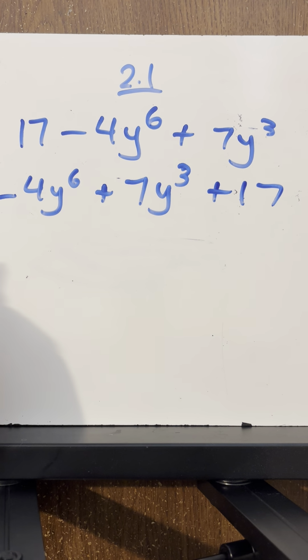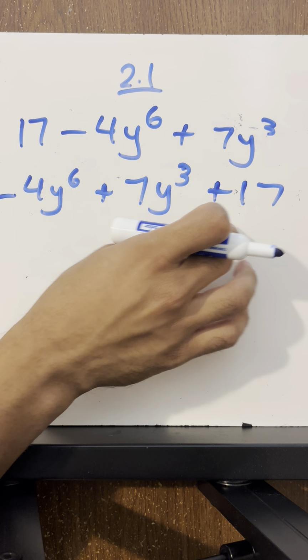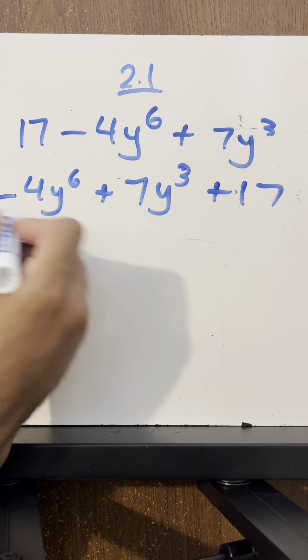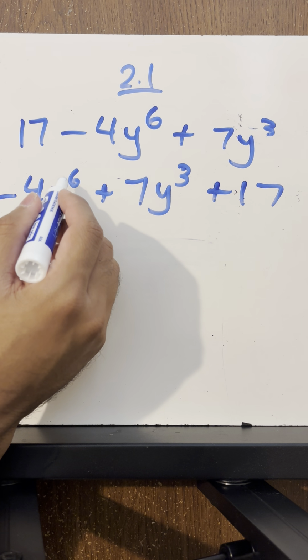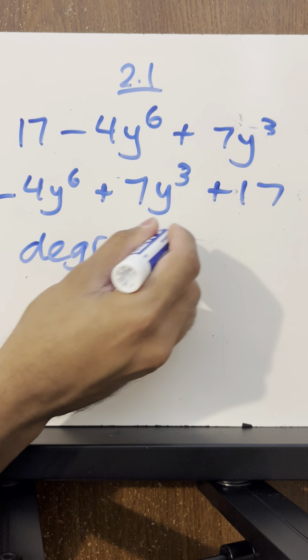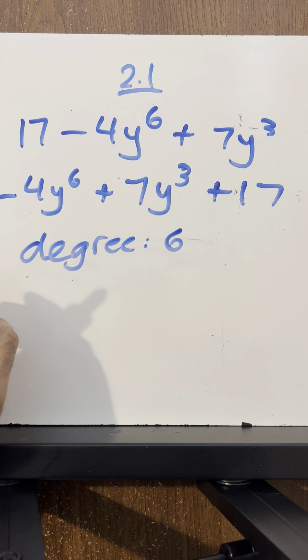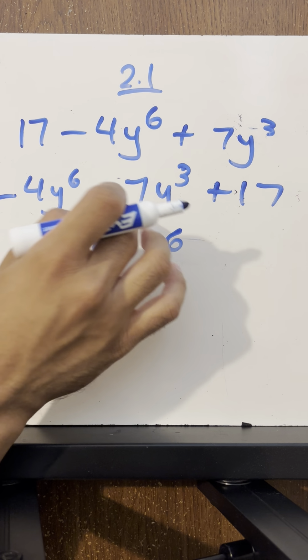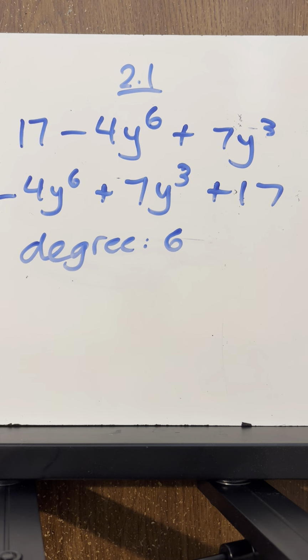We need to talk about the degree. Again, whenever you have more than one term, you need to look at the first term that you have, and the exponent on that term. So the degree in this is 6. And again, we call this a trinomial because there are 3 terms.